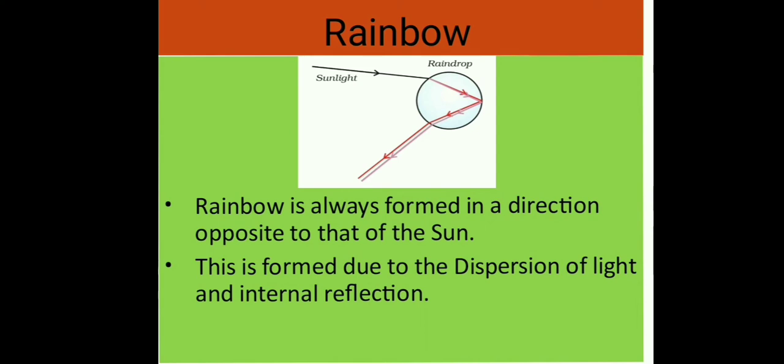Now let us see how the rainbow is formed. The water droplets act like small prisms. They refract and disperse the incident sunlight, then reflect it internally, and finally refract it again when it comes out of the raindrop. Due to the dispersion of light and internal reflection, different colors reach the observer's eye. Red color appears on the top and violet at the bottom of the rainbow. A rainbow is always formed in a direction opposite to that of the sun.